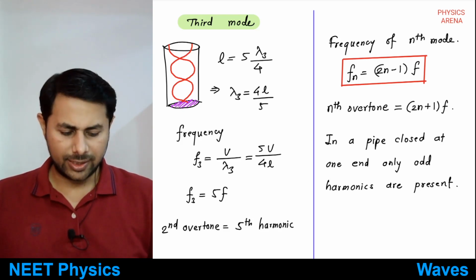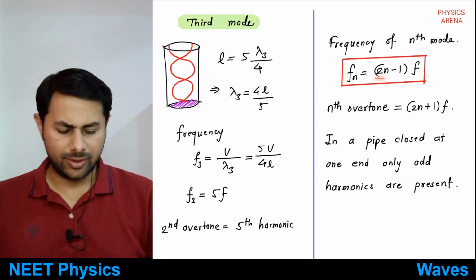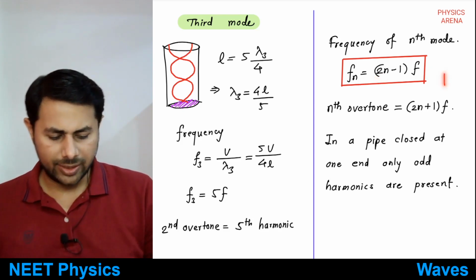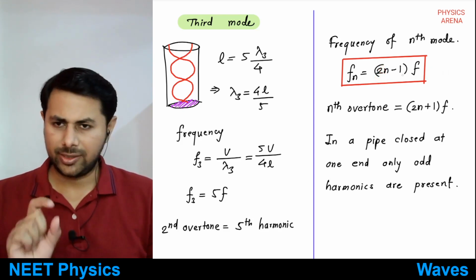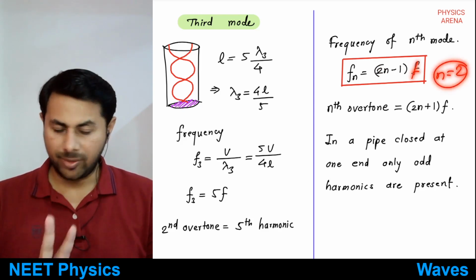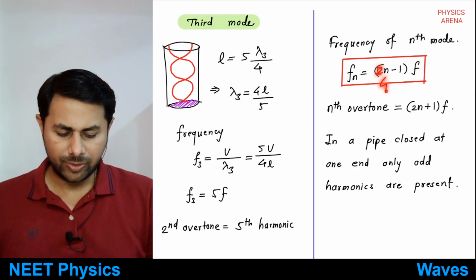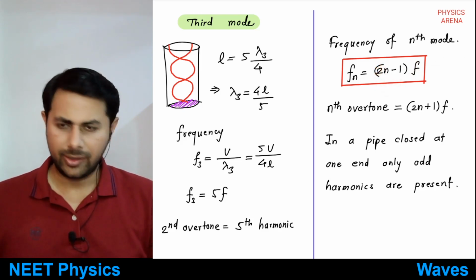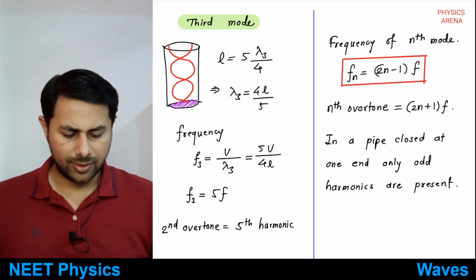everyone? And that's why it is 2n minus 1. Put n equal to 1, you will get 2n equals to 2, 2 minus 1 is 1, 1f. Put n equals to 2, so this is second mode. That means 2 times 2 is 4, 4 minus 1 is 3, okay, 3 times f, right?